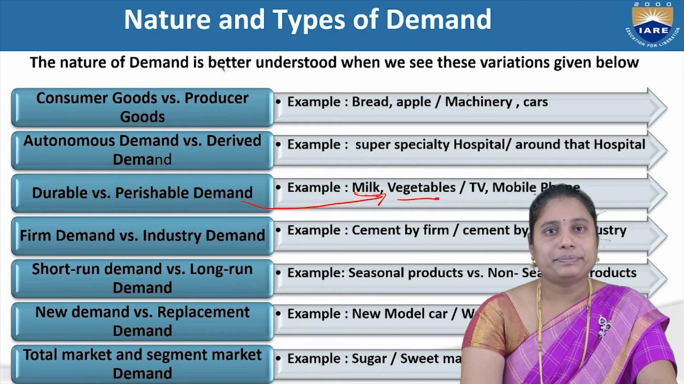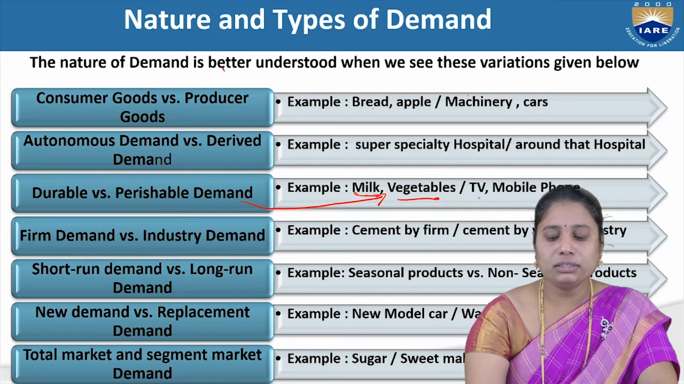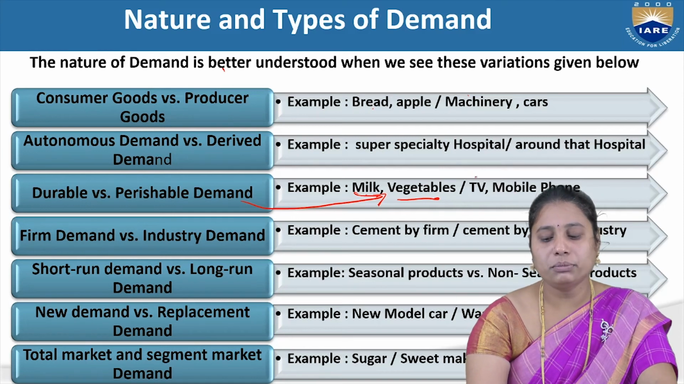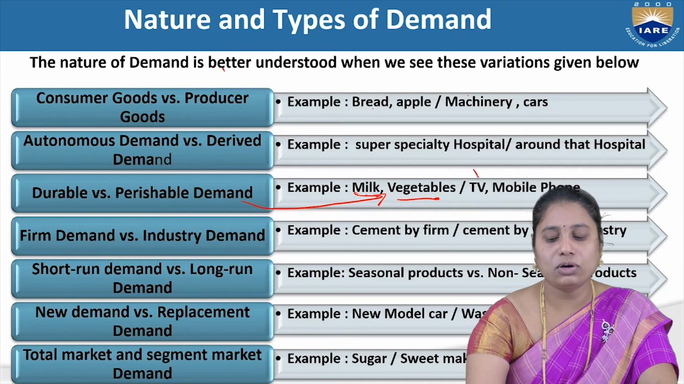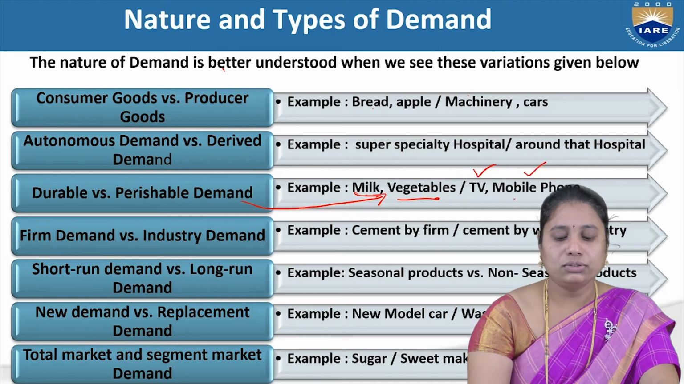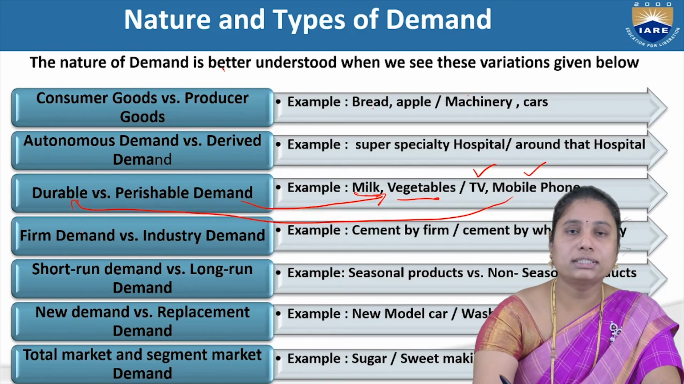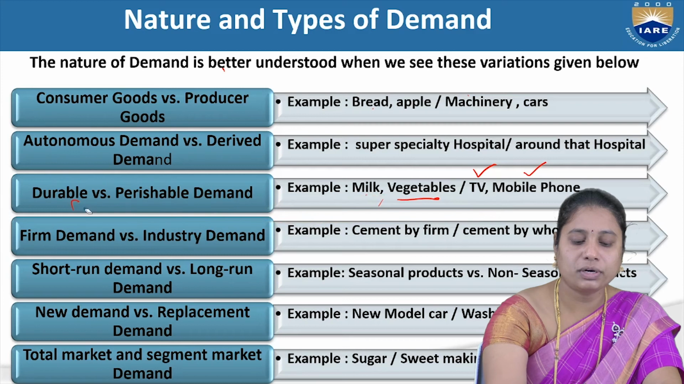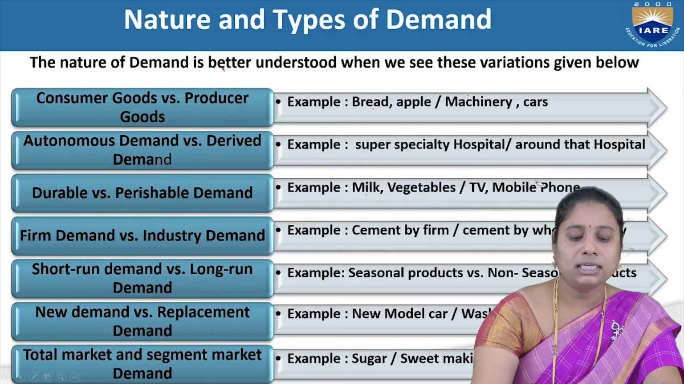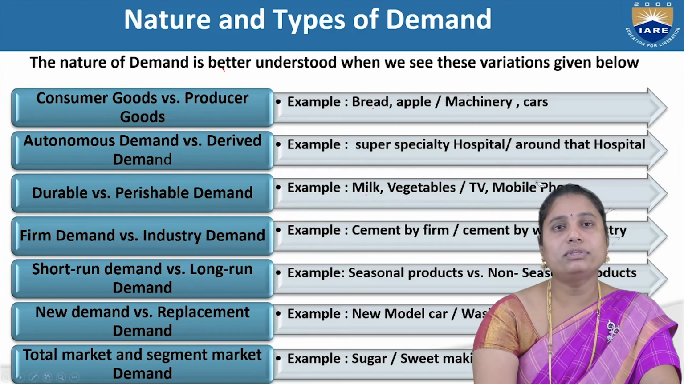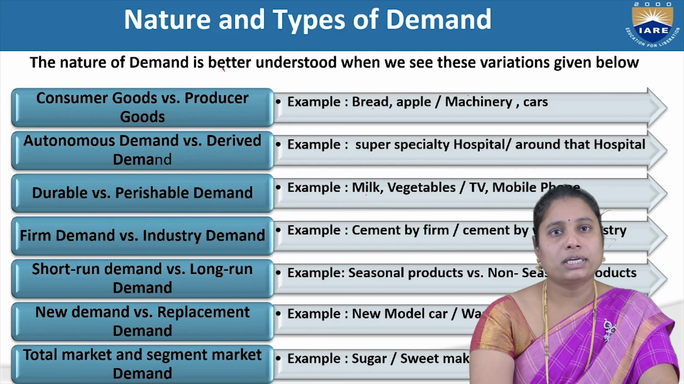Because a TV has a longer durable life, it has a long run life. Mobile phones also have a long run time. So that's why we keep these under durable. Even clothes are a best example of durable products. If cloth prices decrease, people will go for purchasing cloth because it's a durable product. If the price of tomatoes is reduced, how many of us purchase 100 kilos?